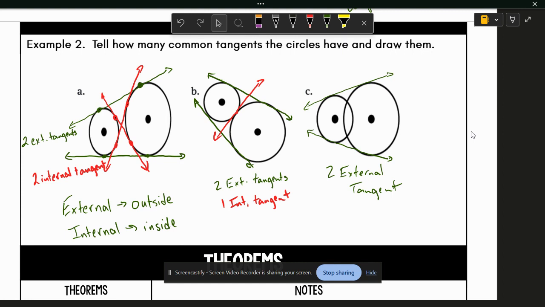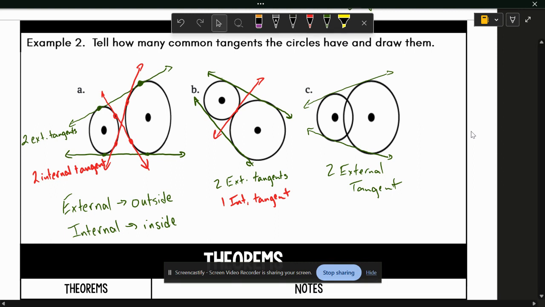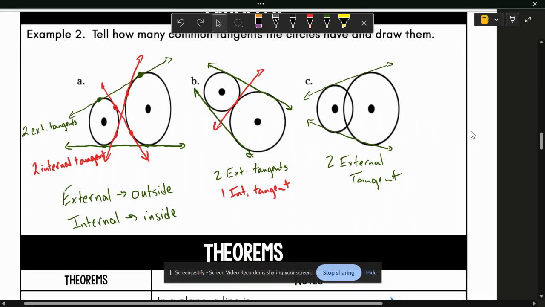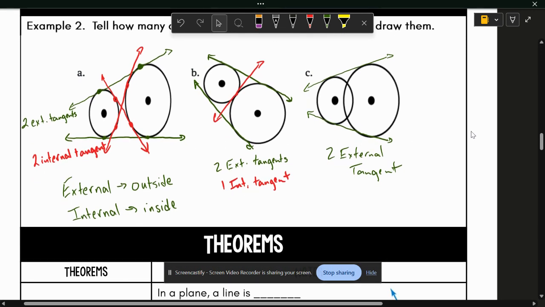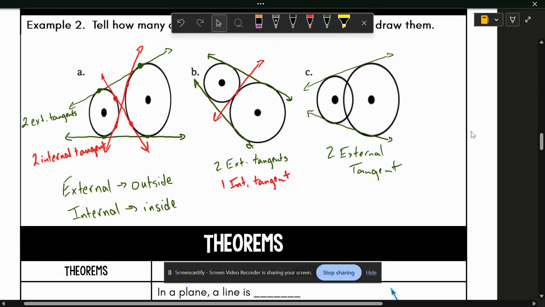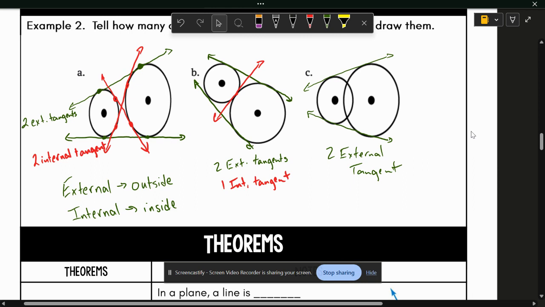A lot of the work that you do with circles in this section is all about tangents. I'll give you another minute if you have anything that you're copying down.